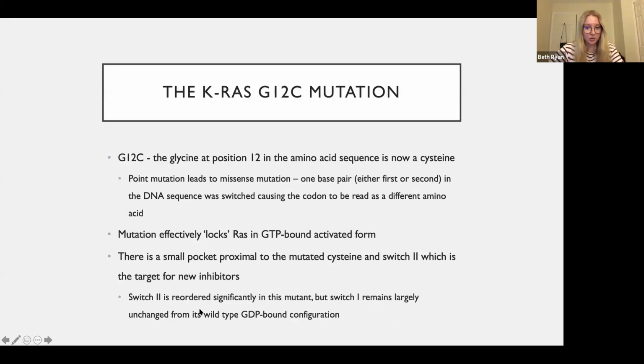And switch 2 is reordered, so it's a little messed up because of the mutant, but switch 1 remains unchanged. As you'll see in the structure, switch 2 looks a bit wacky, but we now have a new way of targeting the enzyme.